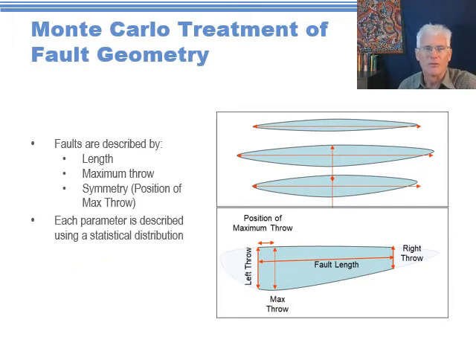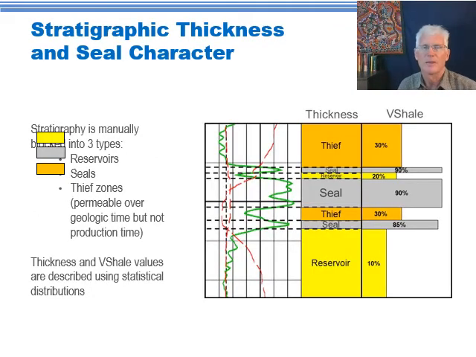We then perform a Monte Carlo treatment of the fault geometry, and for that we describe each of the faults with parameters such as the length, maximum throw, symmetry, and that sort of thing. Each parameter in the fault description is described with a statistical distribution. So that enables us then to go ahead and do a Monte Carlo treatment, wherein we randomly select from all of those variables and create an example or an instance of the fault geometry. We do that over and over again.